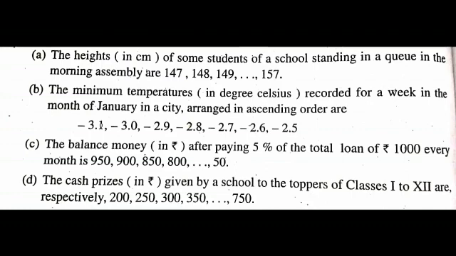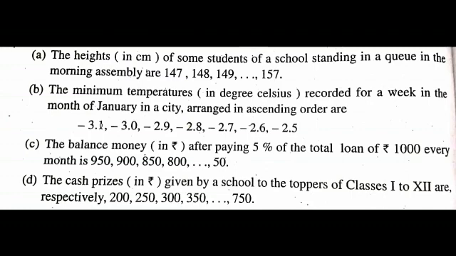It is till 157. In B, we have the minimum temperature in degrees Celsius recorded for a week in the month of January in a city arranged in ascending order, and this is minus 3.1, next is minus 3.0, minus 2.9, minus 2.8, minus 2.7, minus 2.6, till minus 2.5.